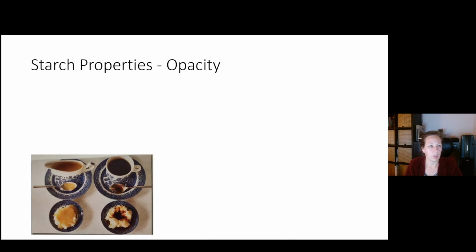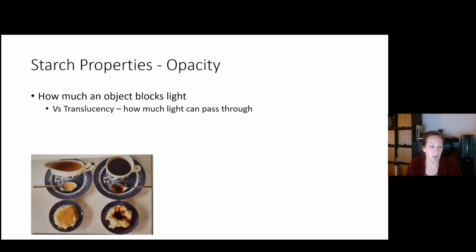Okay. The third property is opacity. Okay. And this is a measure of how much an object blocks light. So if something is opaque, it blocks light. And then the opposite of opacity would be translucency, and that would be something that lets a lot of light through, right? So if you're measuring opacity, how much light's being blocked. If you're measuring translucency, you're measuring how much light can pass through.